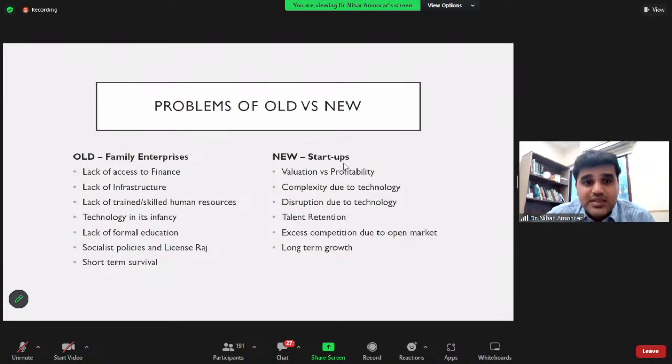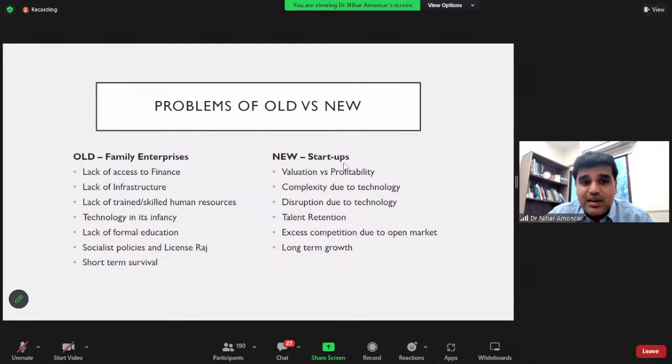So one is, in the past, we had a lack of technology. Today, startups are facing problems due to the complexity of technology. That means technology is disrupting what they're doing more and more every day. So in one period of time, you had the lack of technology as a constraint. Today, you have excess technology as a constraint, right?